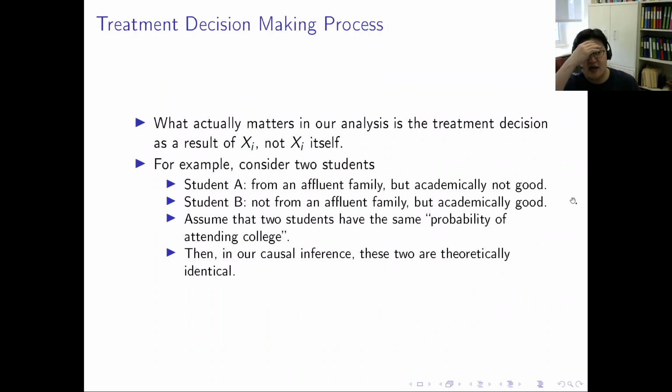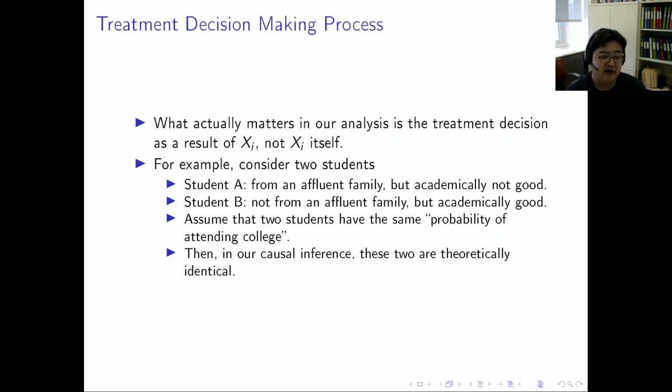Then, extending that idea, we can find that what actually matters in our analysis is not X itself. We don't need the detailed information of X, but we want to think about the effect of X on your decision. That's more important than your family income, or your parents' education. They affect the decision. The way how they affect your college decision is the key part in our analysis.